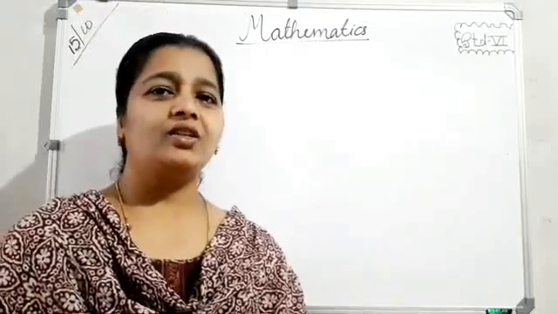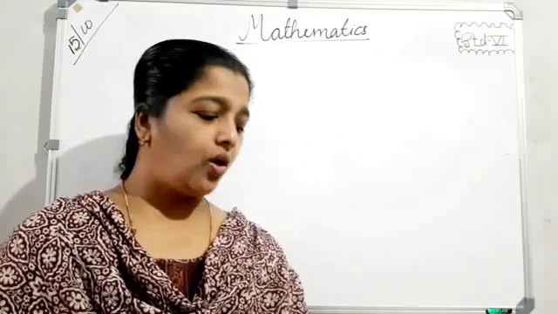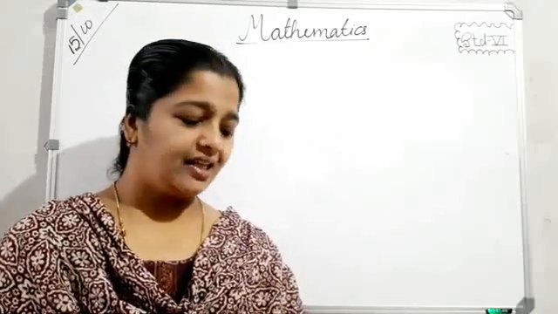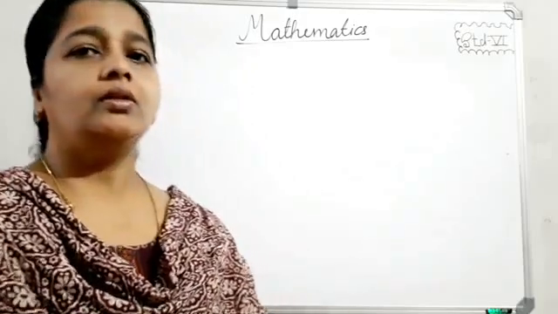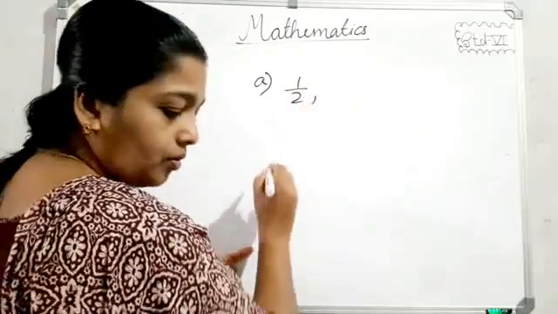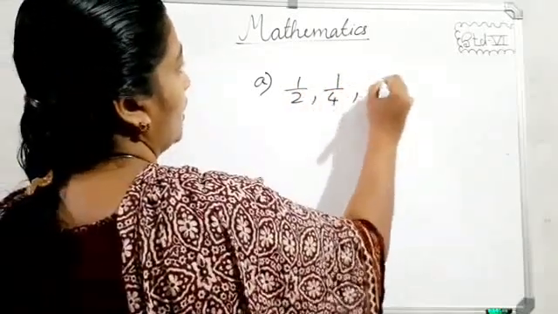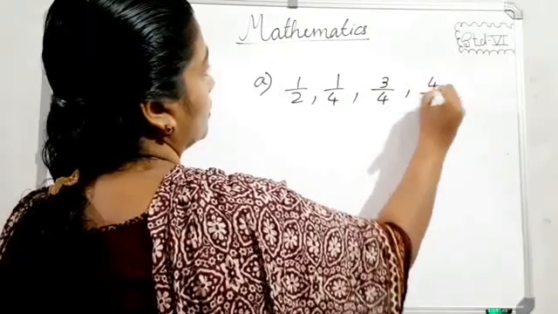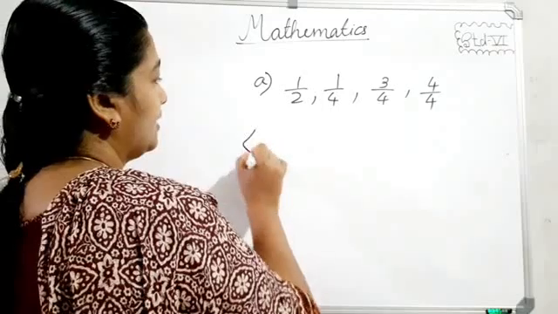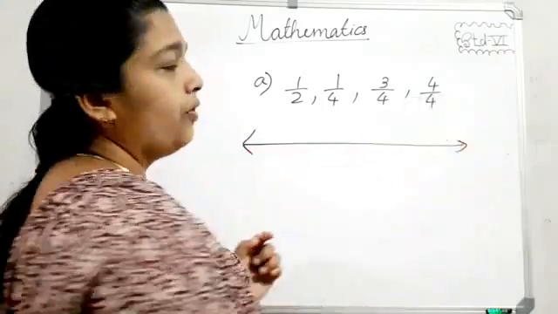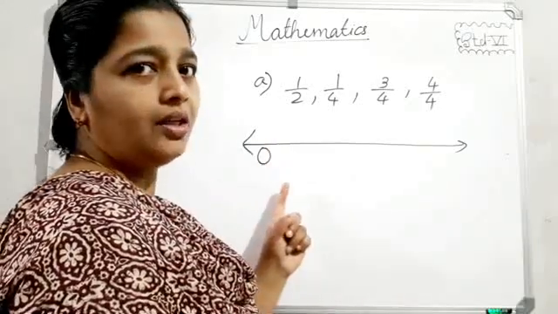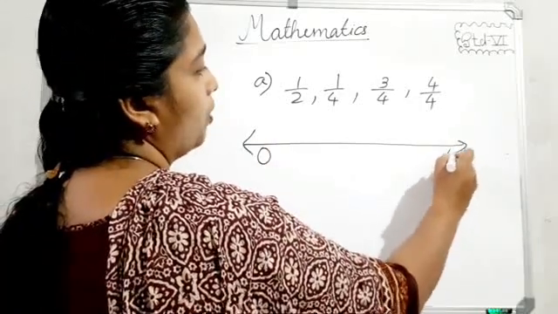Next one, number line. So draw a number line and locate the points on it. Clear? Yes. So first one, listen: 1 by 2, 1 by 4, 3 by 4 and 4 by 4. So here is the representation of fractions on the number line. Very simple. 4 by 4 is 1. Clear? So here we can represent 0, then 4 by 4, that is the whole part.